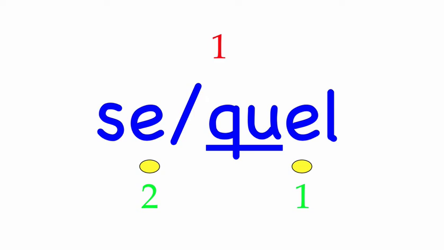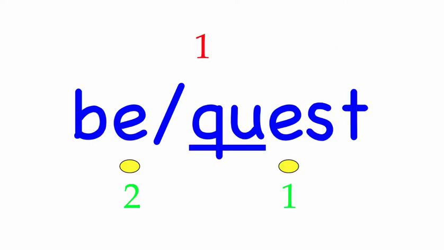Bequest. The man made a generous bequest to the college. Bequest. Two syllables. First syllable B, two sounds. B, E. Second syllable quest. Five sounds. First two sounds qua, e, s, t. Bequest. Mark the word. Bequest. Row 4.